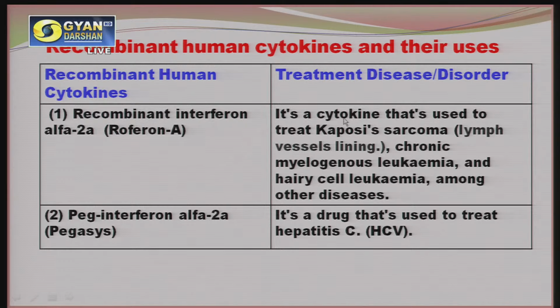Basically, it is a drug. We can treat Kaposi sarcoma, lymph vessel lining, chronic myelogenous leukemia, and hairy cell leukemia, among other diseases. So these are the recombinant human cytokines with which we can treat the diseases.